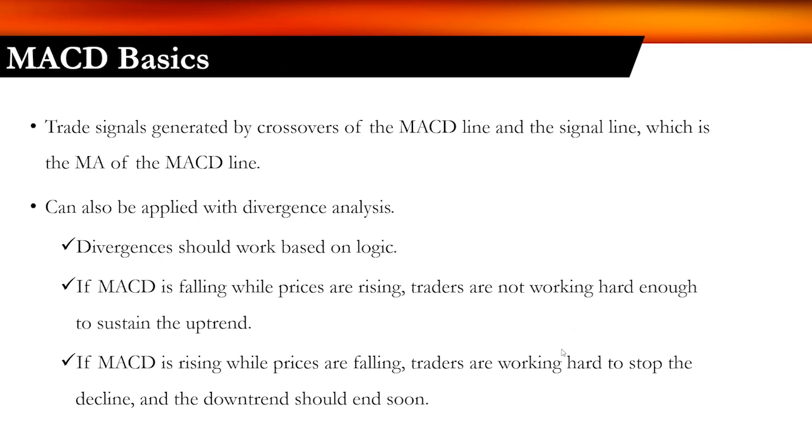Now, it can be interpreted in a number of ways. Crossovers or breaks above the 0 line on the histogram can give you a buy and sell signal. You can also use divergence analysis. Divergence analysis means, let's say that prices are rising while MACD is falling. They're diverging from each other. We would expect that momentum is slowing. That means traders aren't working enough to keep the trend intact. These are appealing on a logical basis. In a future video, we're going to test divergences and see if they actually work.